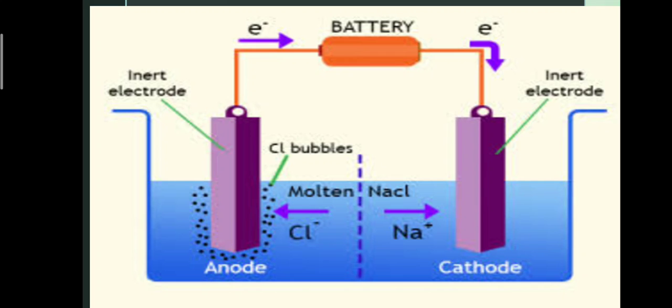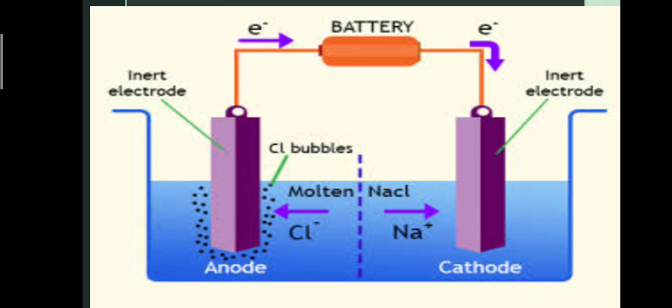So electrolysis in electrolytic cells can also be used to separate a mixture of two ionic compounds and ionic solutions by using electricity. I think it will be clear. First of all, we will take the electrolyte in molten form.